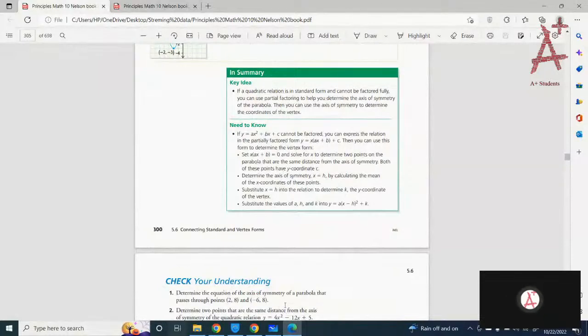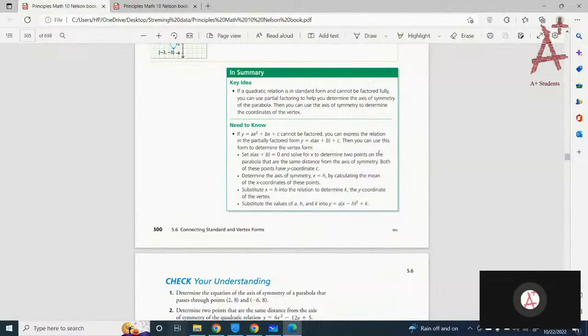Got it? Okay, if y equals ax square plus bx plus c cannot be factored, you can express the relation in partially factored form, that is y equals x(ax plus b) plus c. Then you can use this form to determine the vertex form. Set x times (ax plus b) equals 0.